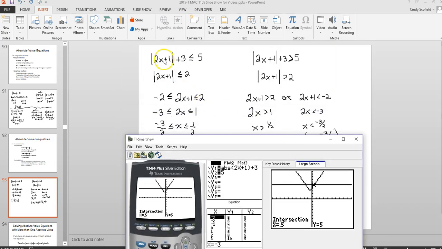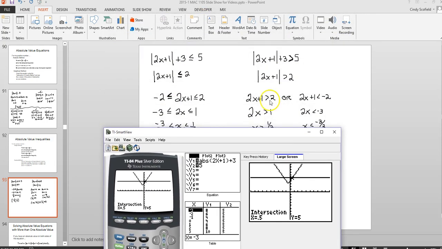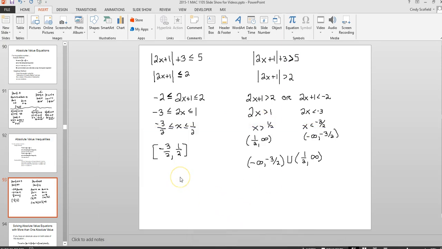Okay, so the first question was less than or equal to. So in the first question, I'm looking at where is y1 less than or equal to y2? Where does y1 fall below y2? And that's in here. Then in the second one, I'm looking at where is y1 greater than y2? Where does y1 fall above y2? And that's this piece and this piece. So let me sketch that for a second.